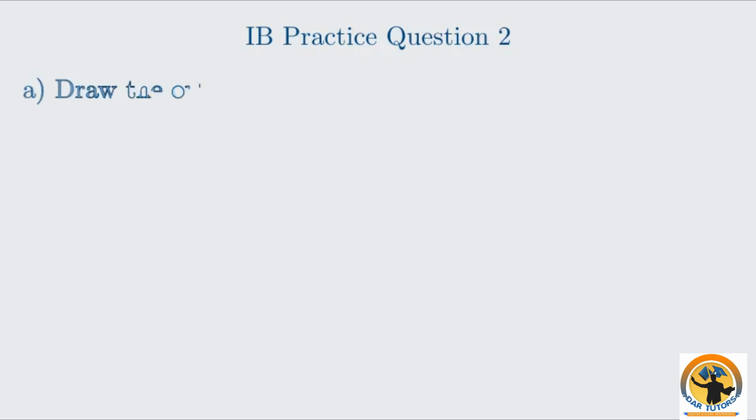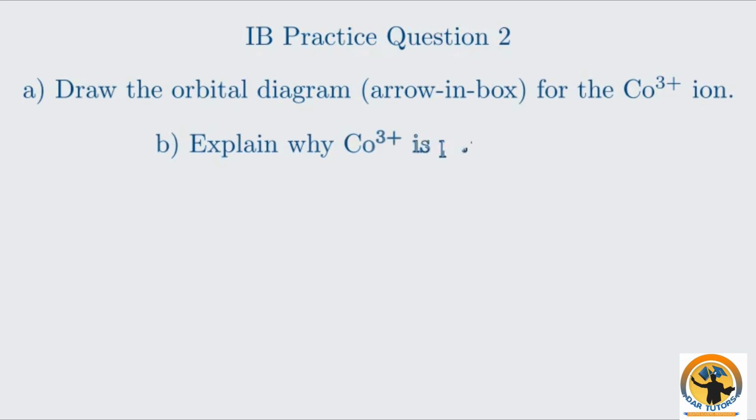Question 2 asks for the orbital diagram of the cobalt(III) ion, Co3+, and then to explain why it is paramagnetic. This combines electron configuration and magnetic properties. First, we find the atomic number of cobalt, which is 27. The neutral atom's configuration is [Ar]3d7 4s2.